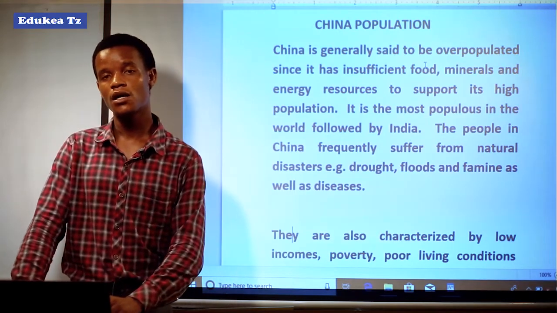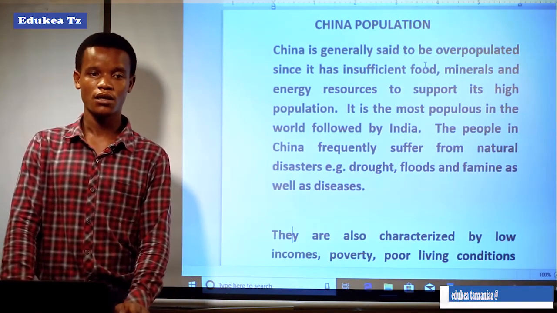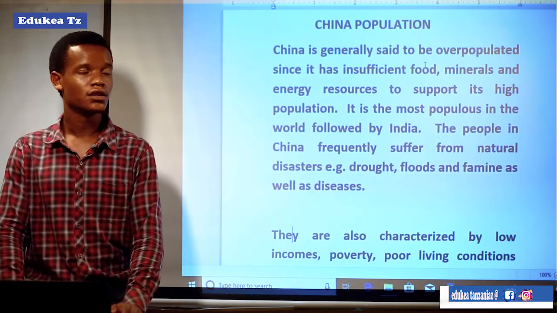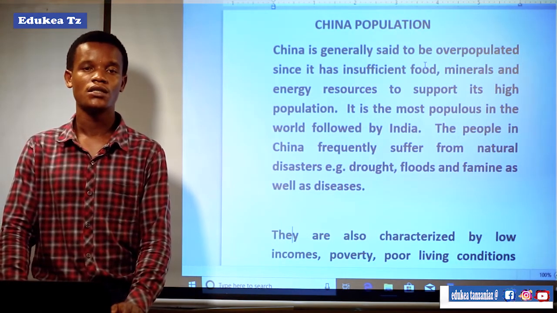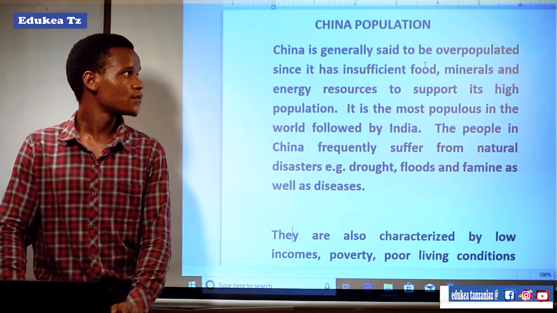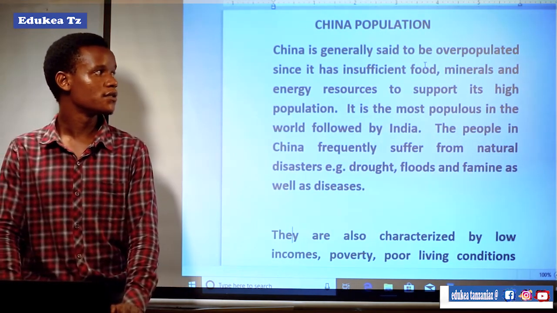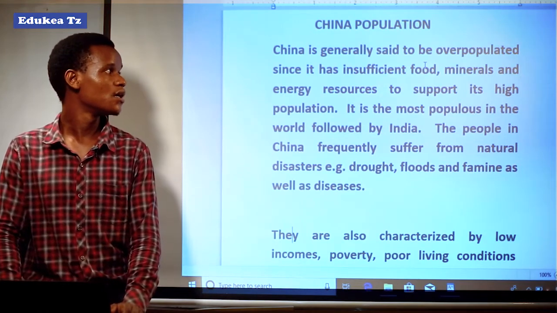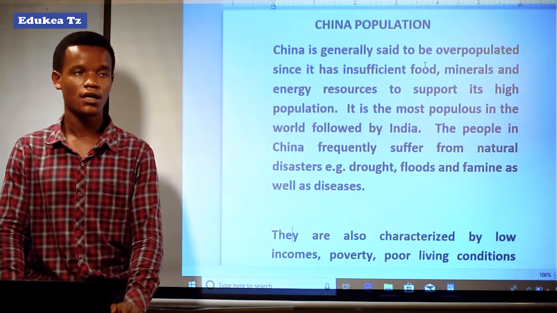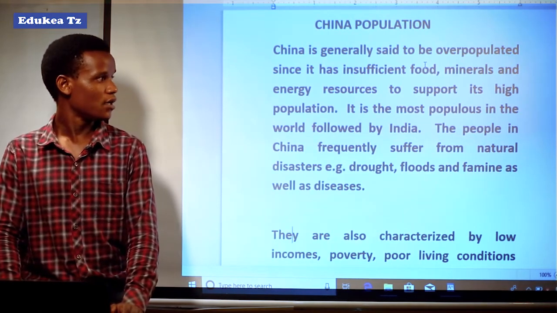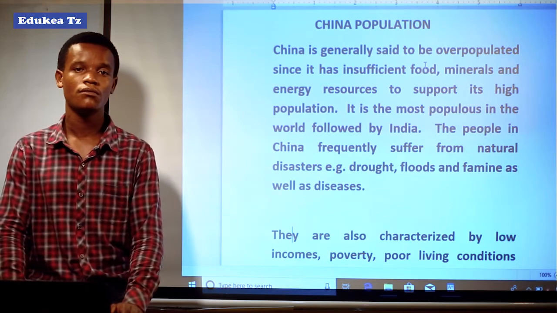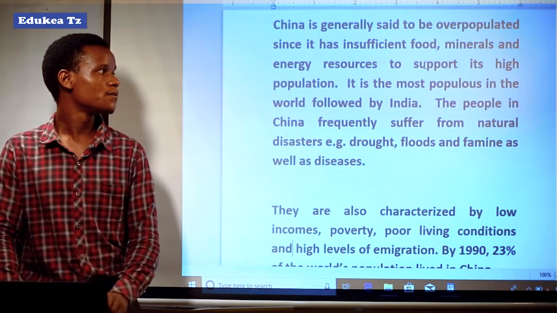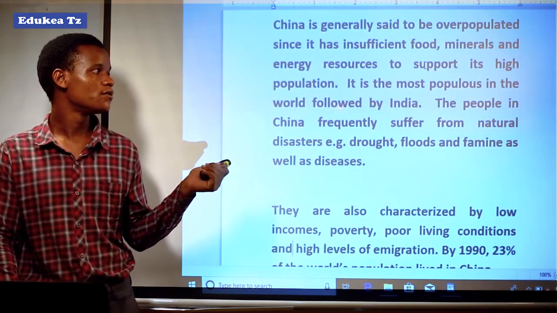As you know, among the biggest countries, China is among the countries that are developed and that have a large number of people. Why is there a large number of people in China? Simply because China developed in different sectors. For example, food, minerals, and energy resources are also well organized in China. That supported people to produce, and in the end they tend to have a high population compared to developing countries like Tanzania. It is the most populous in the world, followed by India.